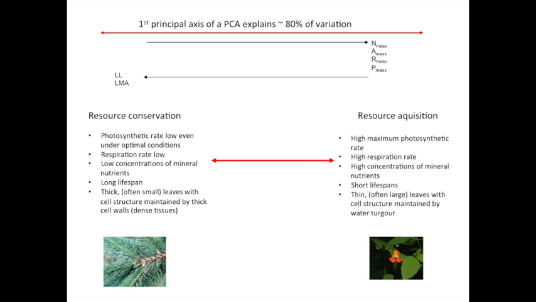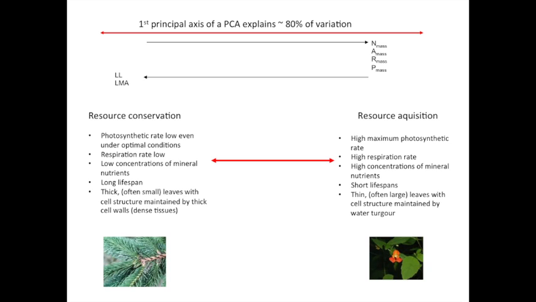So they didn't do any causal modeling. They simply did a principal component analysis. So this sort of summarizes what they found. The first axis explains about 80%. And basically, you have all these metabolically related variables, nitrogen, photosynthesis, respiration, phosphorus, all highly positively correlated with each other. Leaf lifespan and this morphological variable of the leaf are positively correlated, and they go in opposite directions.